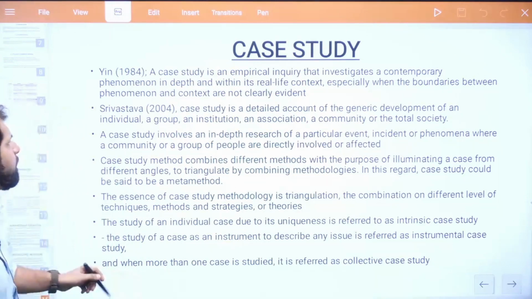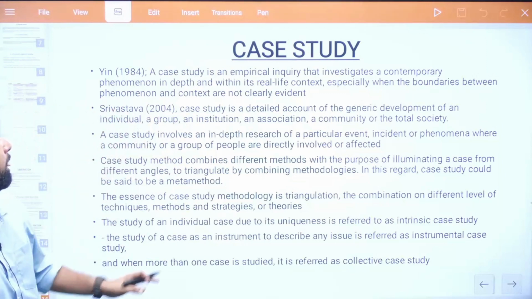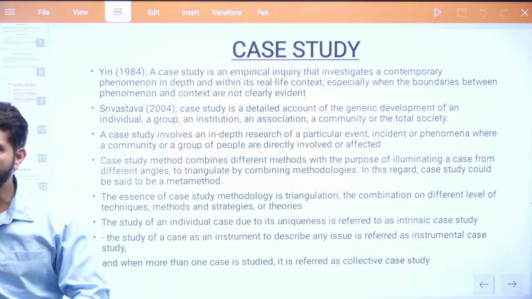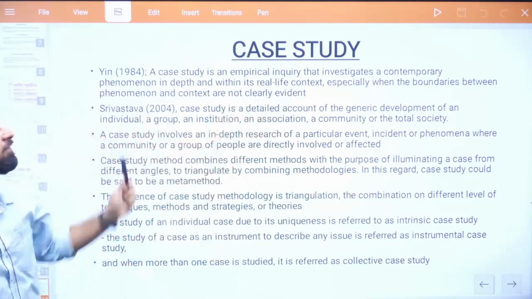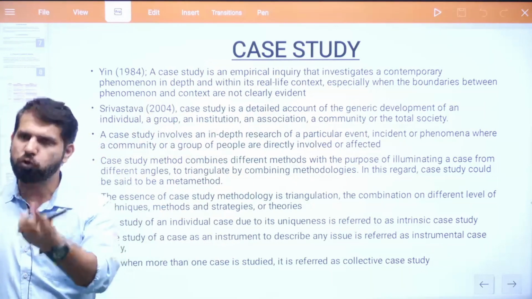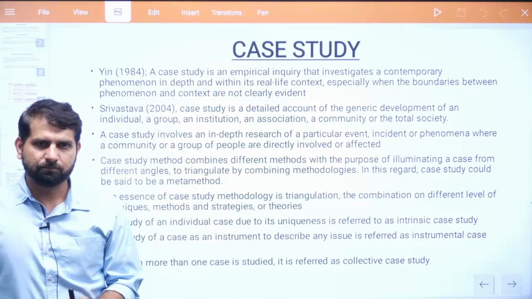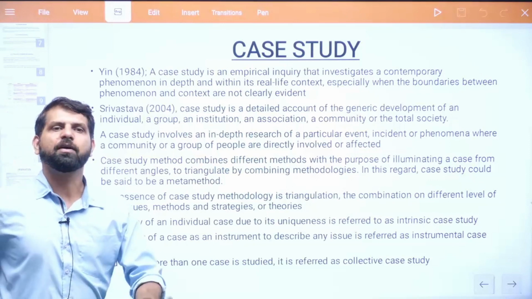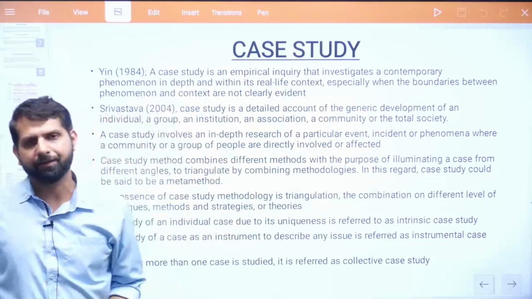Okay. So Yin and Srivastava, they have defined it in their own ways. Select any definition, whatever you feel like. A case study is an empirical inquiry. Another important thing is that it is not a secondary mode of investigation. It is empirical. That means you actually research on ground that investigates a contemporary phenomena. Okay, you are investigating a contemporary phenomena. It can be anything. It can be your policy, social problems, and within real life context. Okay, but the thing is now with coming of digital anthropology, virtual ethnography, it is also moving towards your internet, especially when boundaries between phenomena and context are not clearly evident.